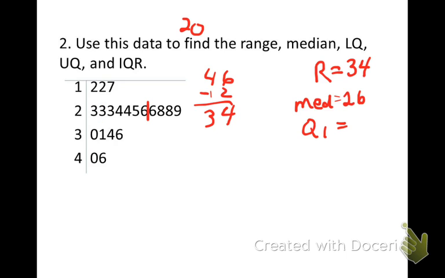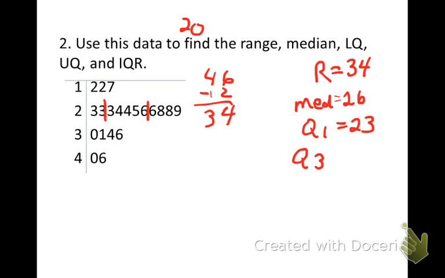No. So 1, 2, 3, 1, 2, 3, 4, 5. So right in, I don't have my writing tool. Right in there. And then 1, 2, 3, 4, 5 would be that same line again, basically. So 23 plus 23 divided by 2 is 23.